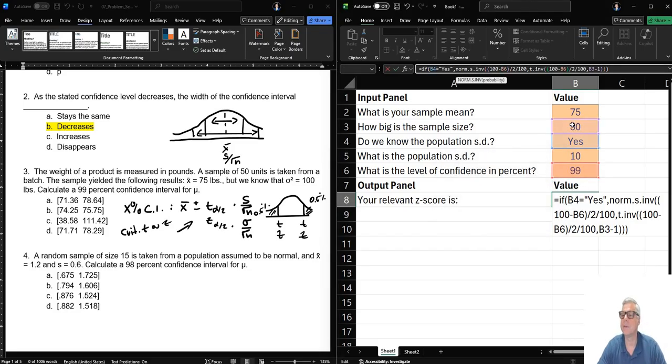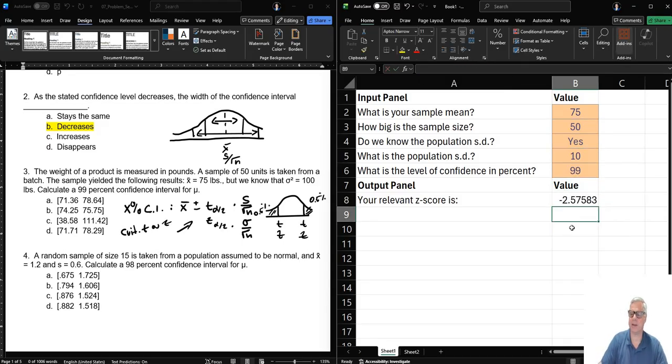Okay, so degrees of freedom. Okay, so now there's probably a parenthesis missing, NORM.S.INV, open parenthesis. Oh yeah, of course. So we need to close it here, and now it should be fine. Okay, so now we get negative 2.75, and you see if the user would have said we don't know the population standard deviation, it automatically switches to a different score, but that's the t-score.